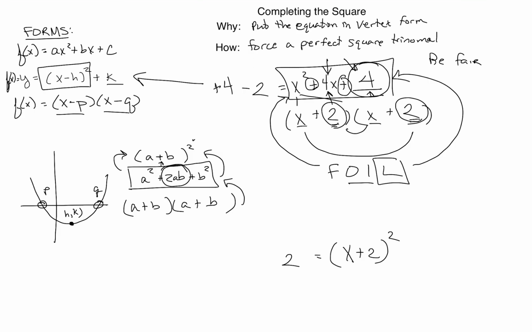Now we don't like to have it in this form, so we're going to move our 2 back over, and every time we change sides, we change the sign. We're going to call this f of x again, which is another name for y. And now we have our vertex form that has been created from our equation that originally started out as x squared plus 4x plus 2.